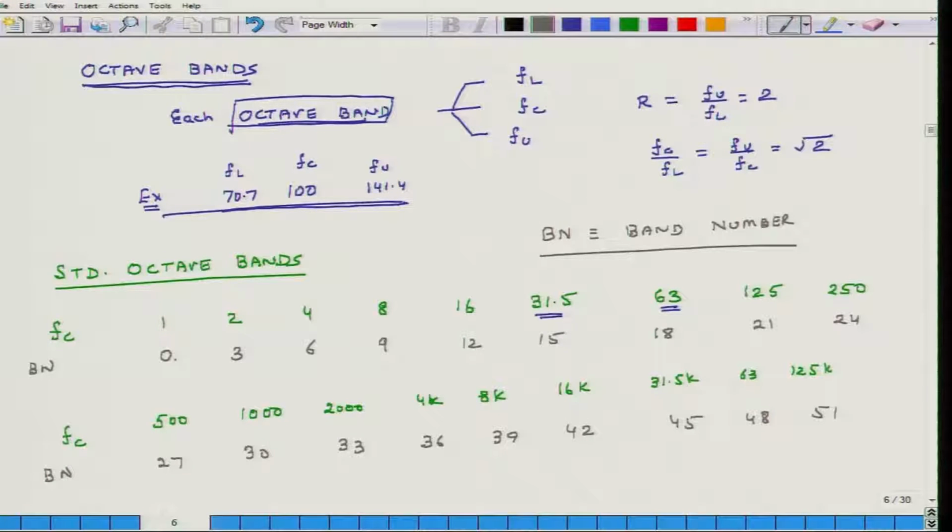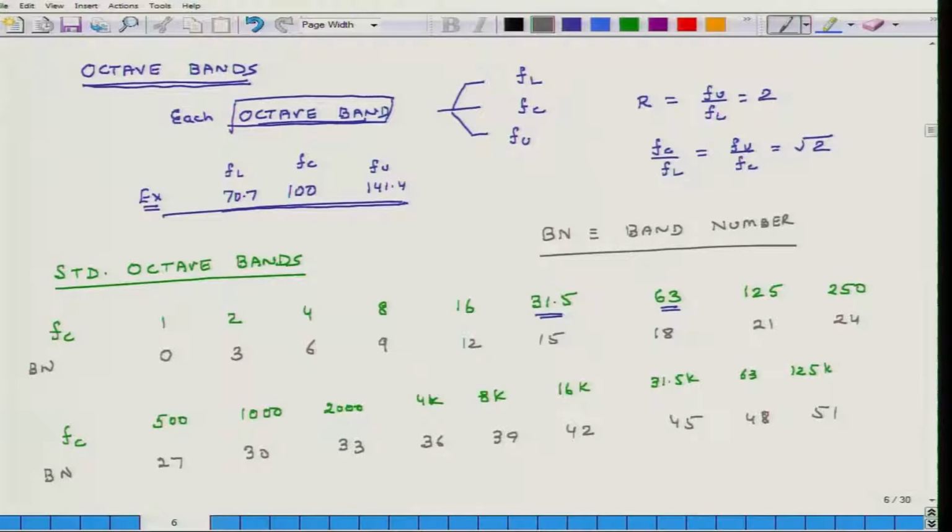I can specify an octave band either by its central frequency or just by stating its band number. And we will also learn in the next 5-10 minutes that using the band number I can also compute the central frequency as well as the lower and upper frequency limits. We will see that. But for the moment, just understand that each octave band has a central frequency and each octave band has a band number. If we specify either the central frequency or the band number, I can calculate the upper and the lower frequency limits for the entire band.